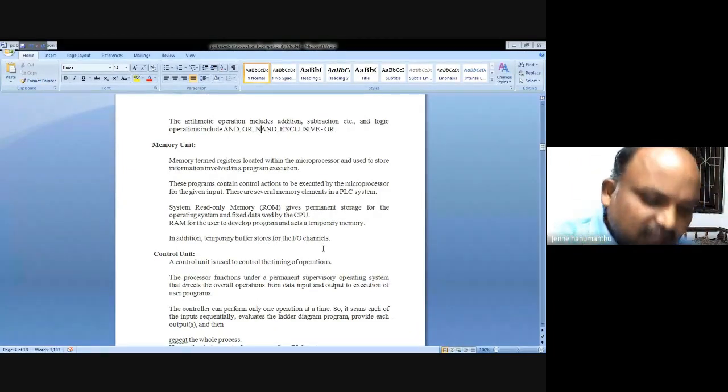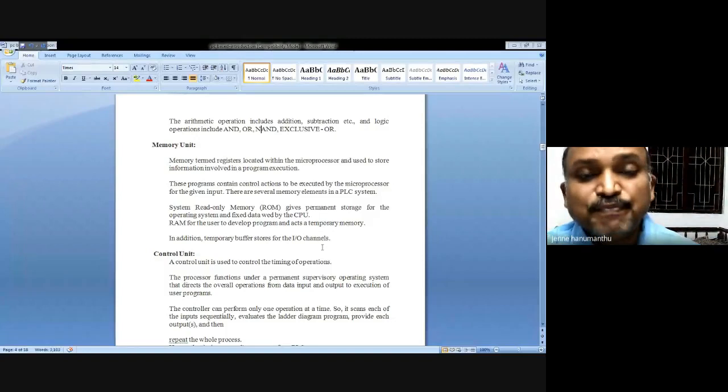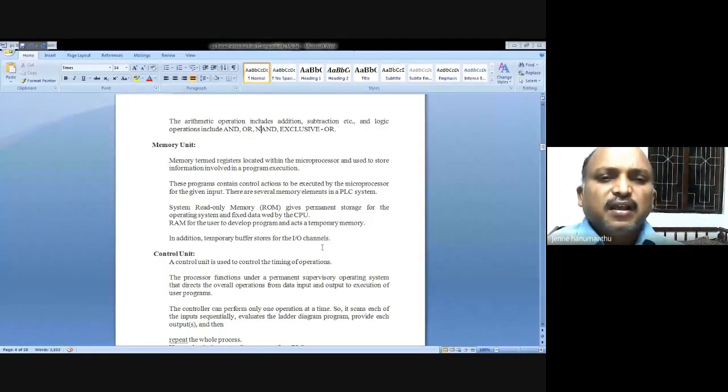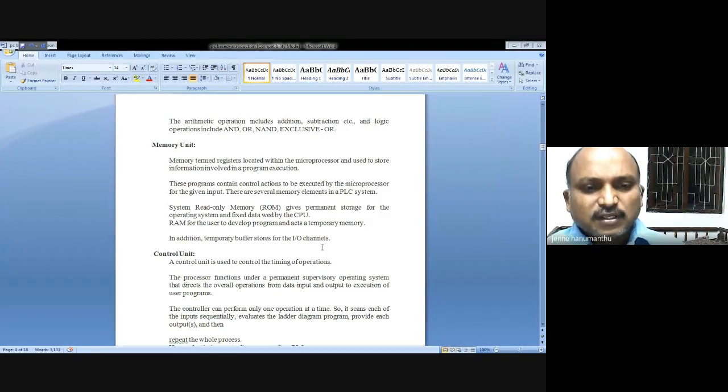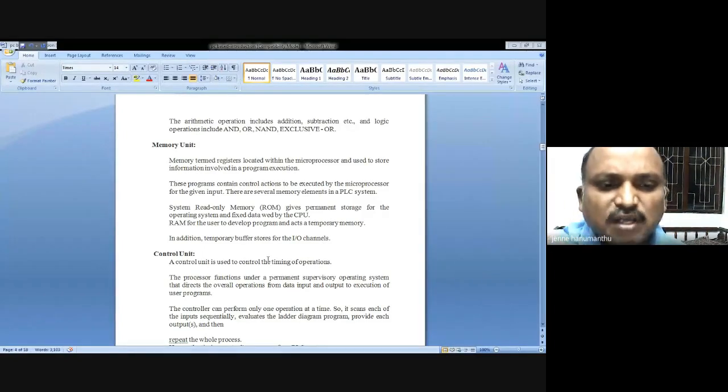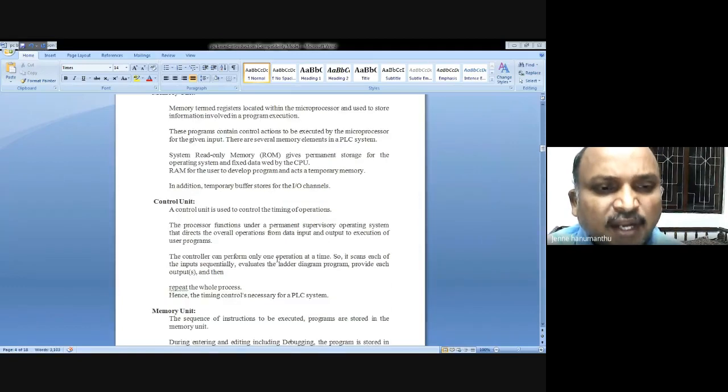So definitely we have to use some buffers for storing some data, which can be frequently used. You can store it in the buffers. And control unit. So we need some control section for controlling all the parts within the PLC.